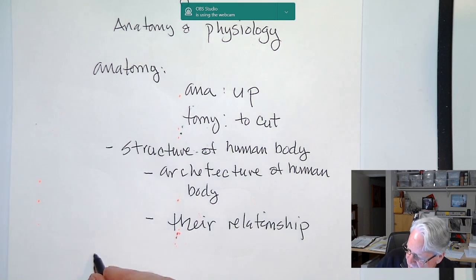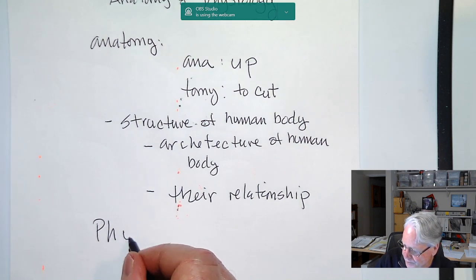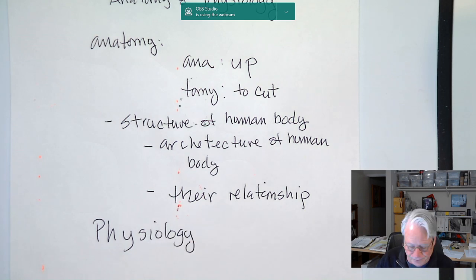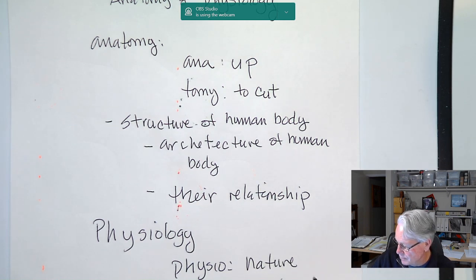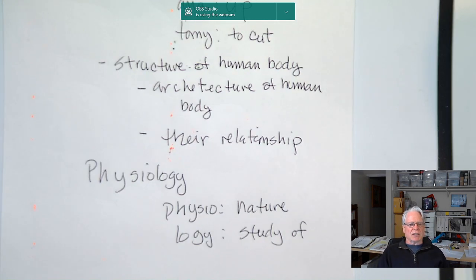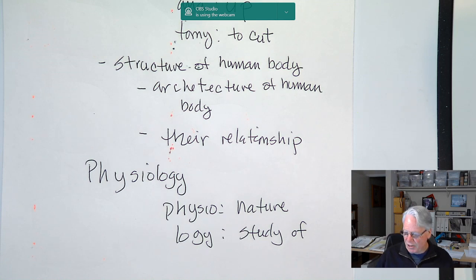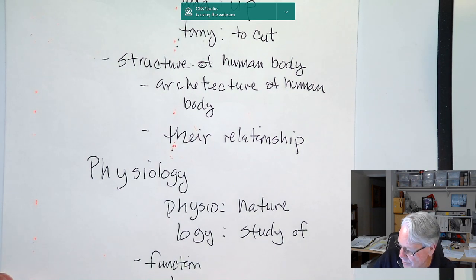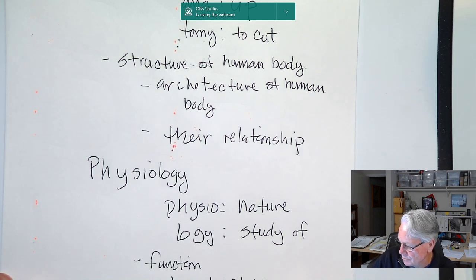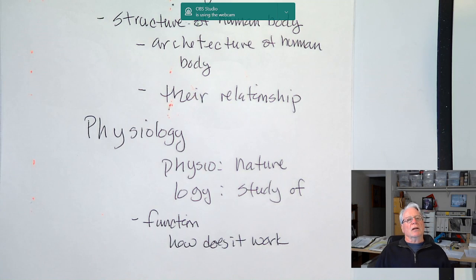The second term is physiology. And again, we can break this word into its 2 parts. Physio, which means nature, and ology, which means the study of. So literally what that word means is the study of nature. But in our case, what we're really talking about is function. How does it work? We look at the structures and then we ask ourselves, how do they work?